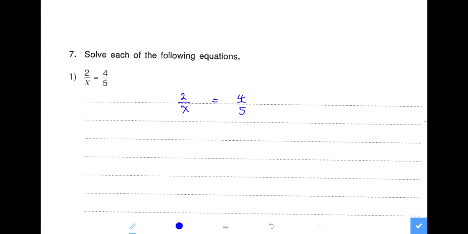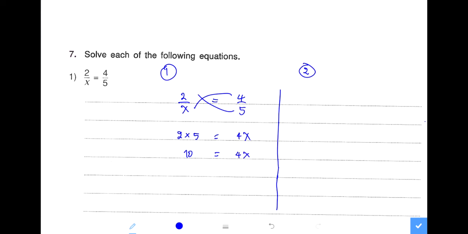I have 2 options for you. This one I'm going to do option 1, and for this one I'm going to do option 2. Option 1, cross multiplying: this one up there and this one up there. So I have 2 times 5 is equal to 4 times x, which is 4x. This is 10, this is 4x, and they are equal.